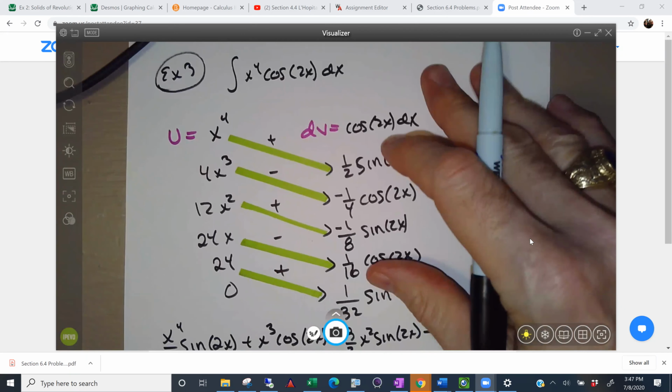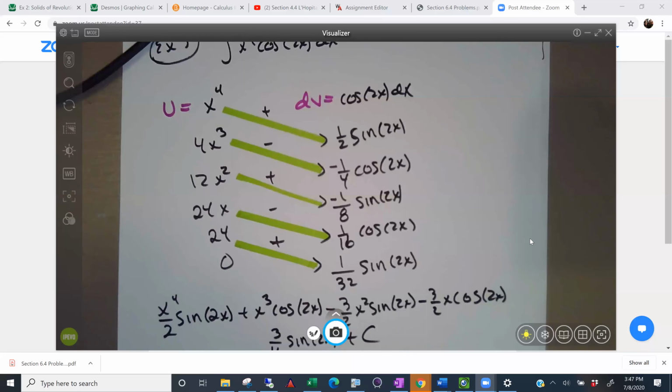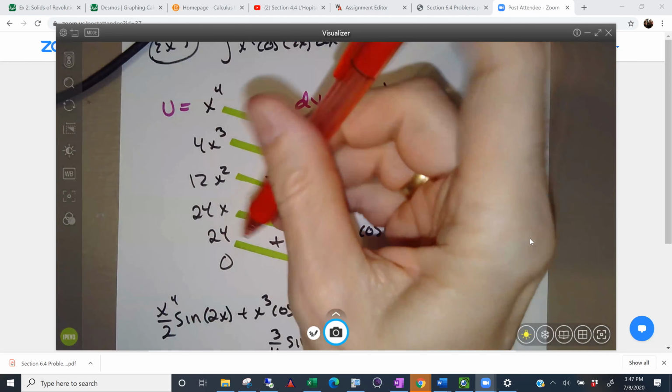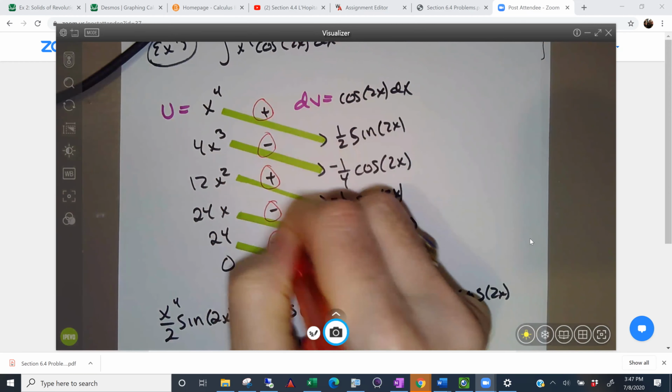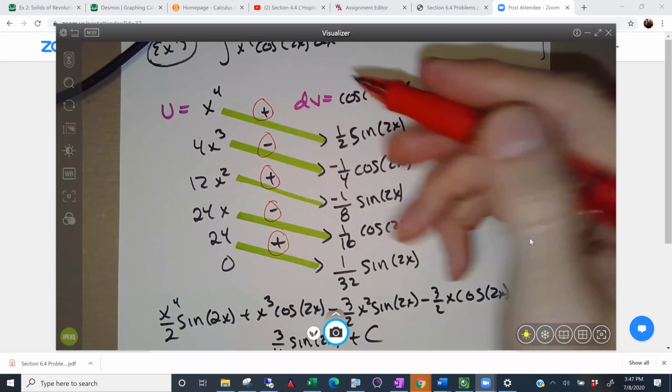Sorry, yeah, go ahead. Is it always plus minus plus minus plus for the pattern? Yes, always. It always starts out as a plus, and then it alternates. So plus, minus, plus, minus, plus. So yeah, it always alternates.